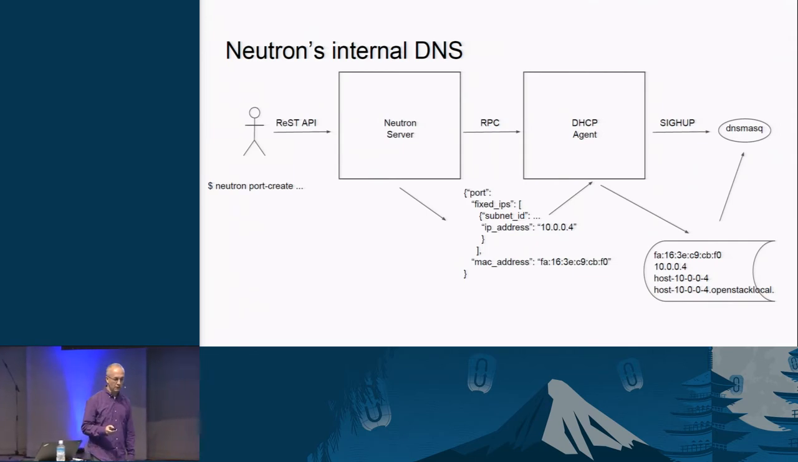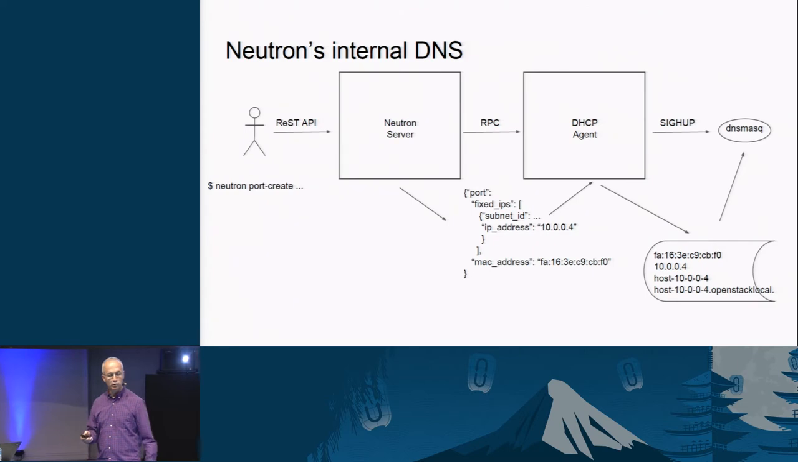And for each network, you get that dnsmasq instance. So what happens is that whenever you create a port in Neutron, the server notifies the DHCP agent that a new port has been created, and at that point the DHCP agent requests the port information through the RPC channel, and with that information it updates a number of files that dnsmasq uses to come up with the DHCP allocation and the DNS services for that port. Essentially, the DHCP agent updates the files and then notifies dnsmasq that it needs to read the files again. And that's how your Neutron ports get DHCP services and DNS services prior to Liberty.